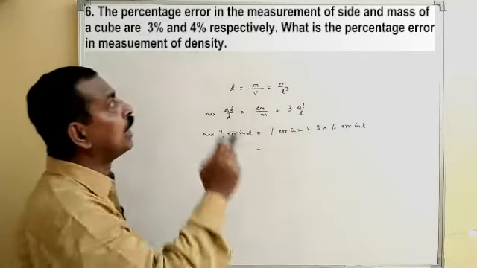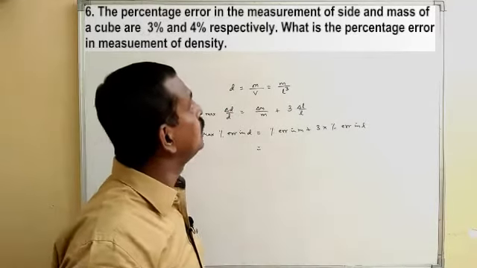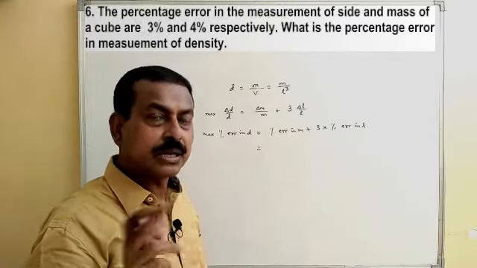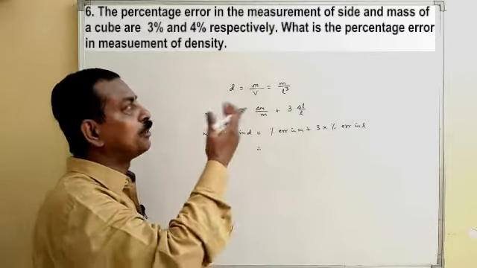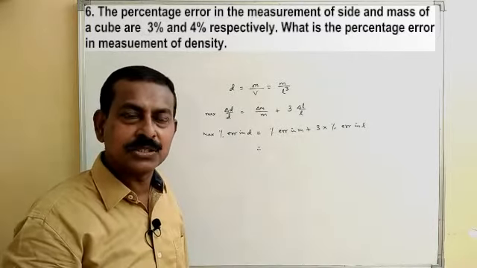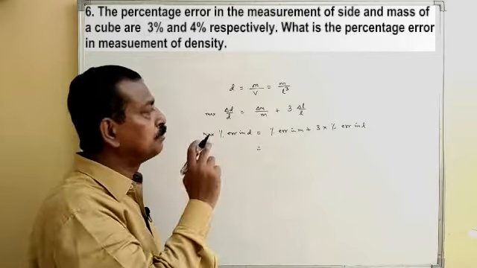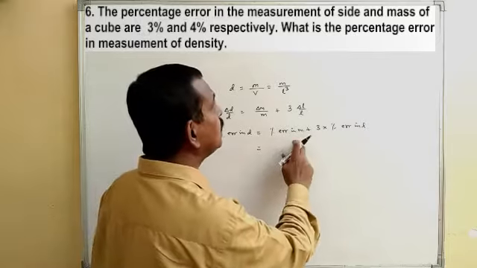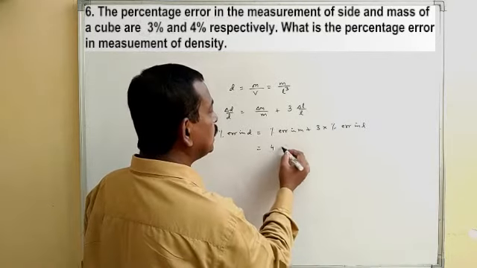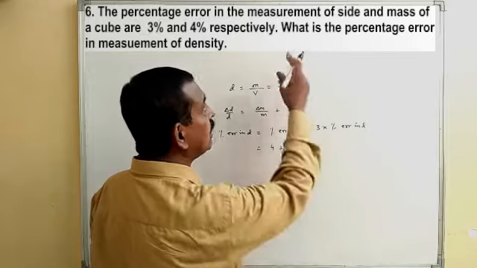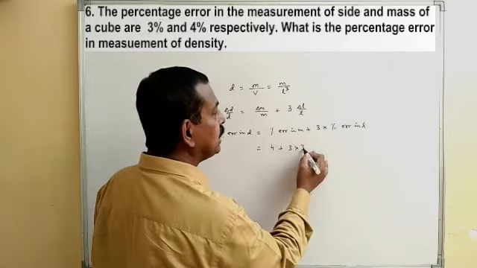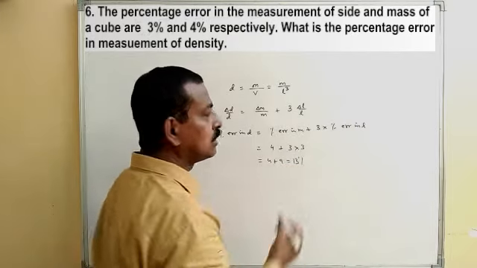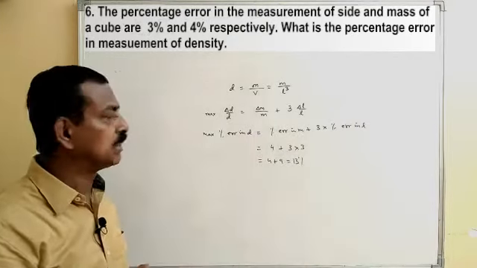Now you see, the percentage error in side is 3% and in mass it is 4%. Here students make a mistake. They just take the first term to be the mass and the second to be that of side or length. But be very careful. Read the question carefully. What is given there? So the percentage error in mass is 4%, and 3% is the error in the measurement of the side. So 3 into 3. So it is 4 plus 9. That means 13% will be the final error in the measurement of density.